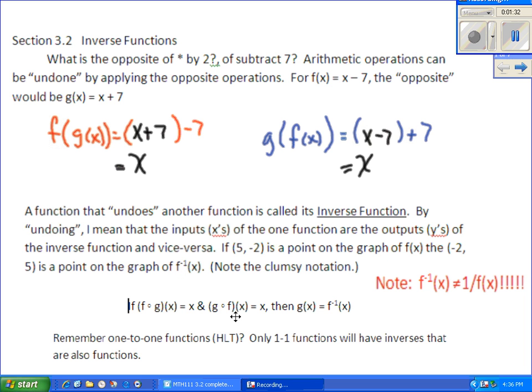So, the formal definition of an inverse function is if you take the composition of the two functions and the result is x, then those functions are inverses of each other. And do you remember when we talked about one-to-one functions and the horizontal line test back in chapter 2? Or was it chapter 1? Chapter 2. Only one-to-one functions will have inverses that are actually functions.